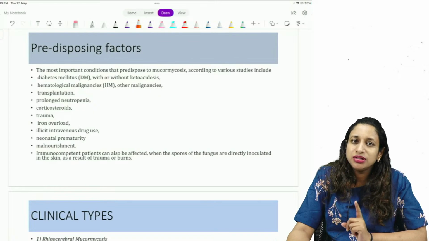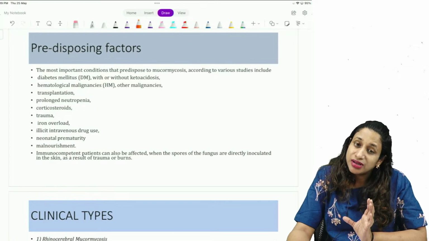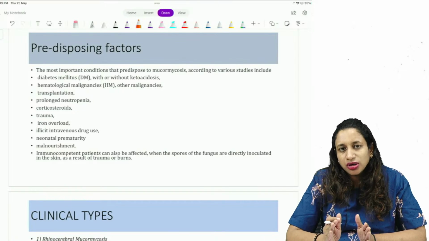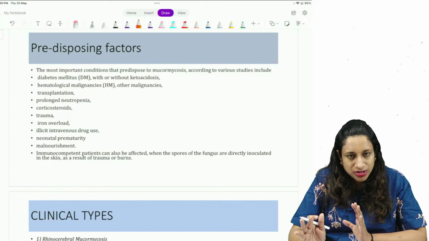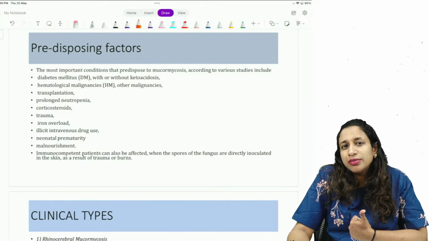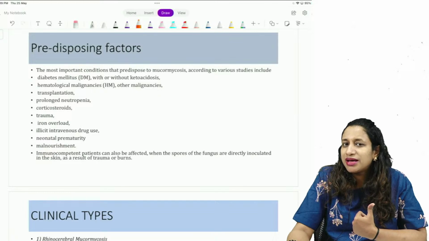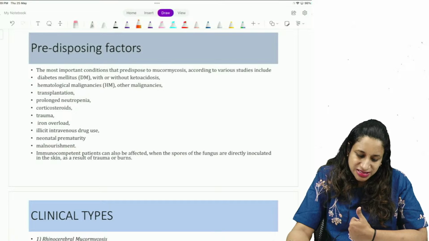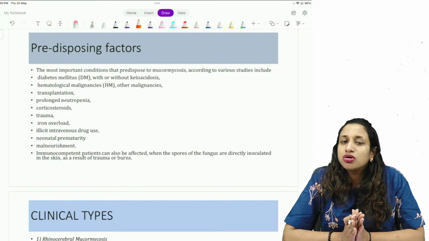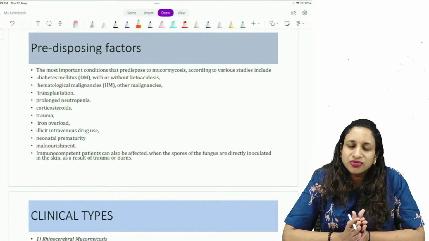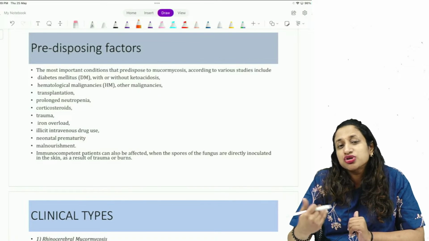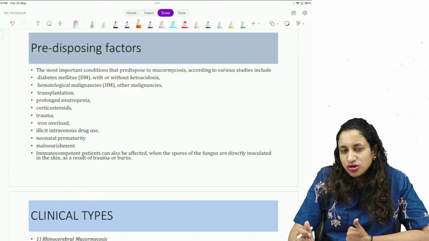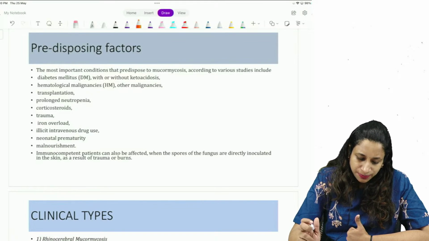Now, the most important risk factor when we are talking about mucormycosis is diabetes mellitus, uncontrolled, more so with diabetic ketoacidosis. The other ones to remember are malignancies, be it hematological malignancies or solid organ malignancies. Transplantation is also a risk factor. Obviously, a lot of immunosuppressive drugs are given, which causes a flare up of fungal infections. Prolonged neutropenia is an important risk factor.